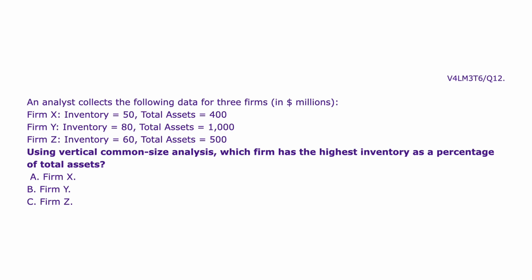An analyst collects the following data for three firms in $millions. Firm X, inventory equals 50, total assets equals 400. Firm Y, inventory equals 80, total assets equals 1,000. Firm Z, inventory equals 60, total assets equals 500. Using vertical common size analysis, which firm has the highest inventory as a percentage of total assets? A. Firm X, B. Firm Y, C. Firm Z.